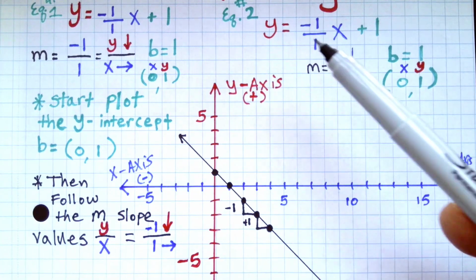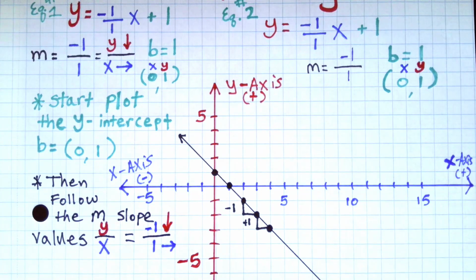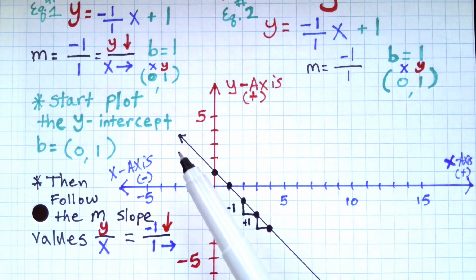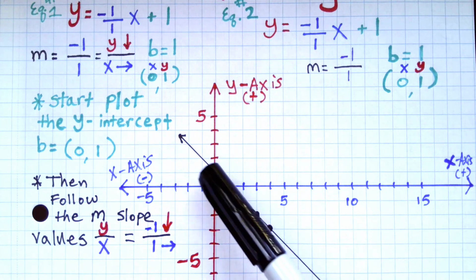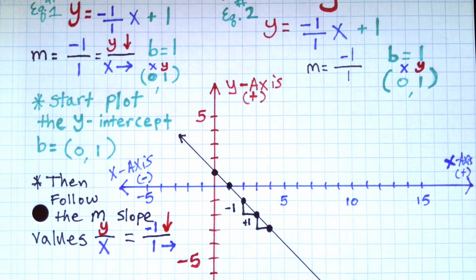I want you to see equation 2 sits right on top of equation 1. This is exactly what you would see. Both of these equations sit right on top of one another, where for infinity this straight line, or linear equation, will go in both directions forever and ever, and every single x and every single y value shares all of those points on the same line.